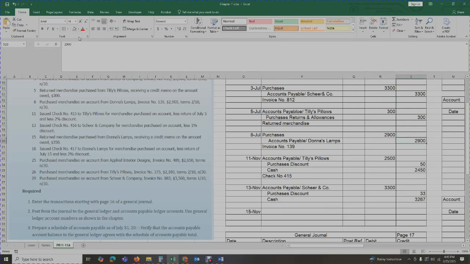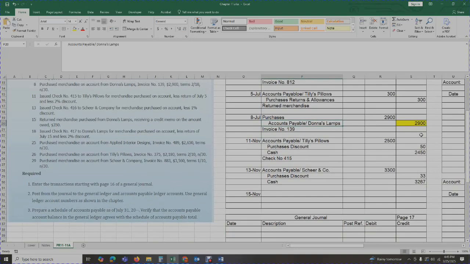When we made the purchase for Donna's Lamps, I went ahead and credited my accounts payable. That shows that I owe money. Now, I am returning some of that merchandise back, so I'm not going to have to pay it. So whenever we make a return, we get credit. We're going to go ahead and debit the accounts payable for Donna's Lamps, and the amount of the return is $350.